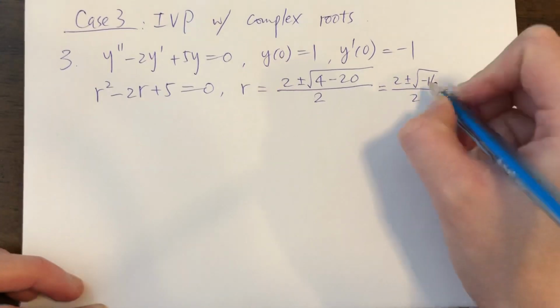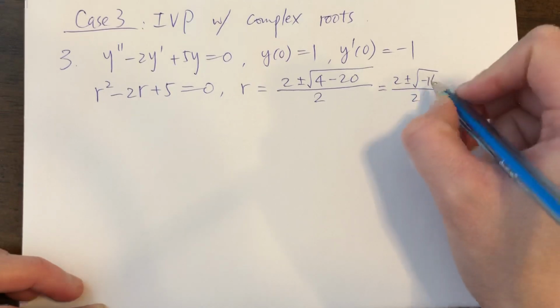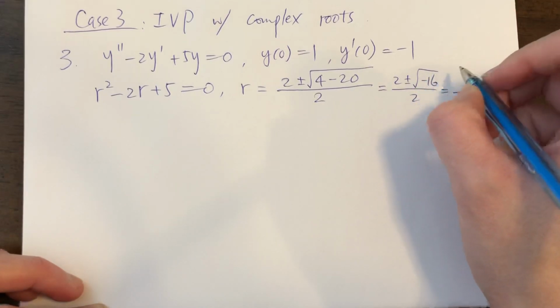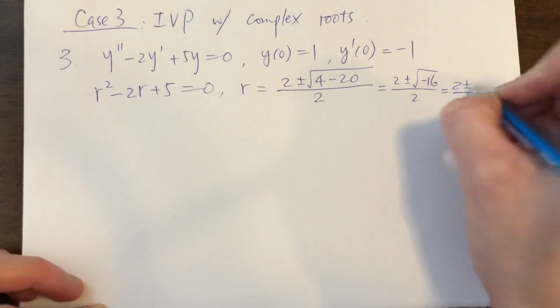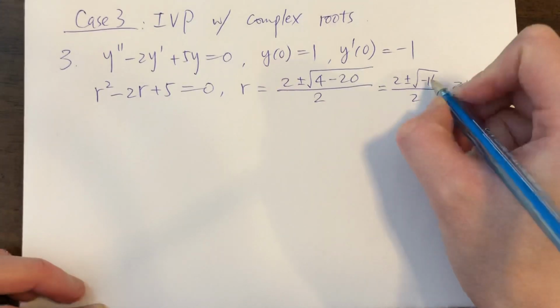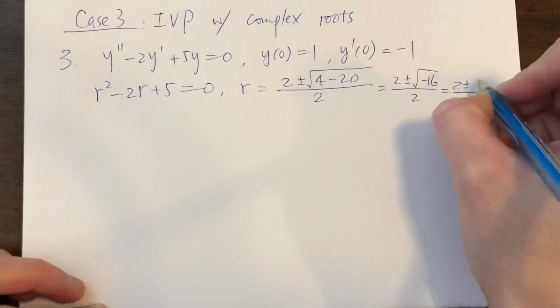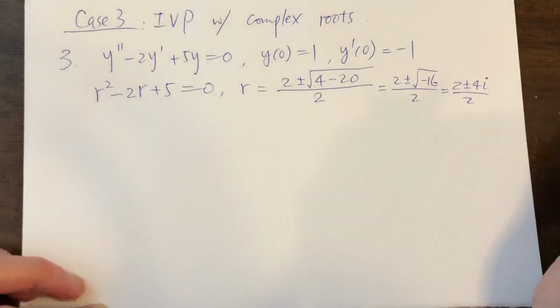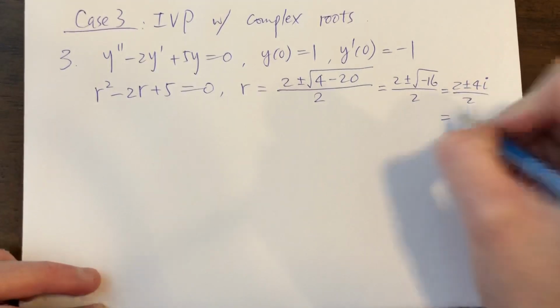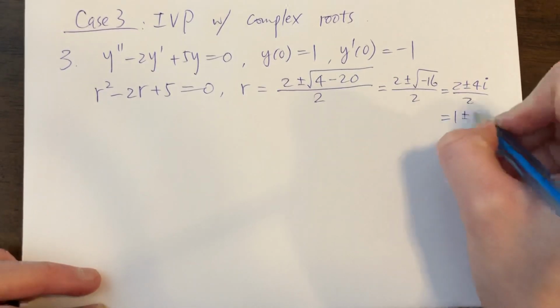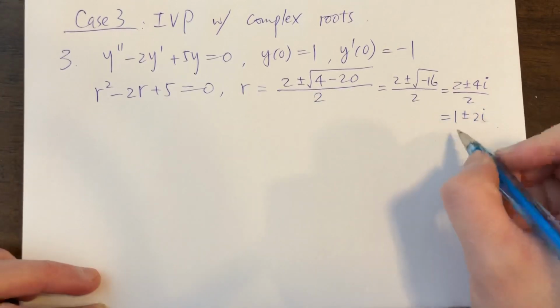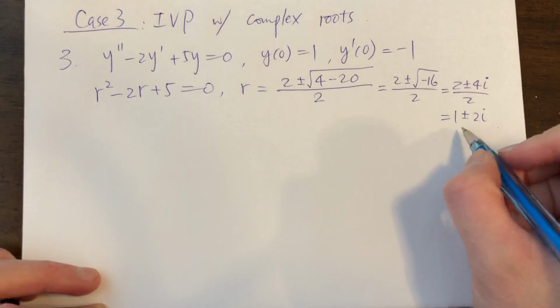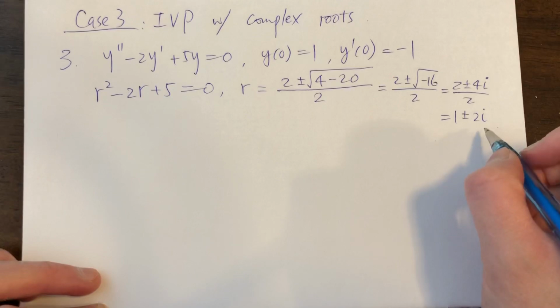Since it's a negative, once you take the square root, you should have an i in it. And the square root of 16 is just 4, so 4 times i. So that's going to be 1 plus minus 2i. So that's our two roots. They are complex conjugates to each other.